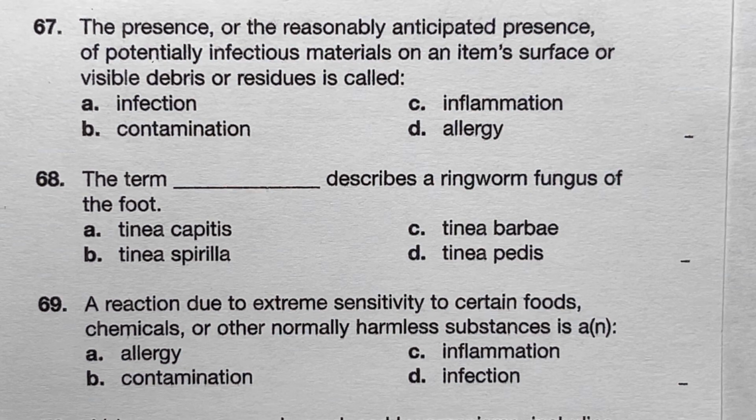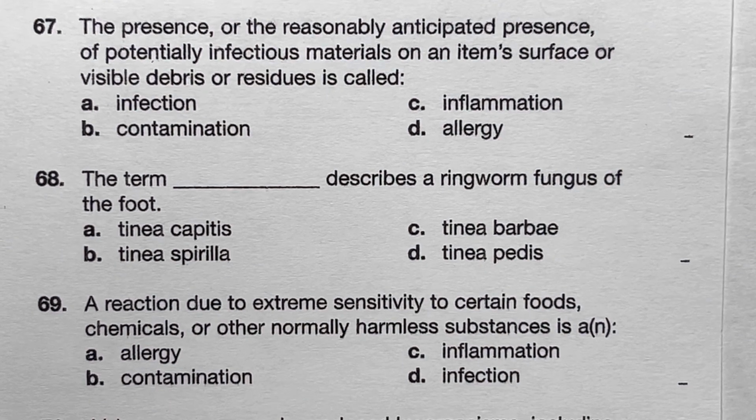Contamination. Number 68. The term blank describes a ringworm fungus of the foot. A. Tinea capitis, B. Tinea spirella, C. Tinea barbae, D. Tinea pedis. And the correct answer is D. Tinea pedis.